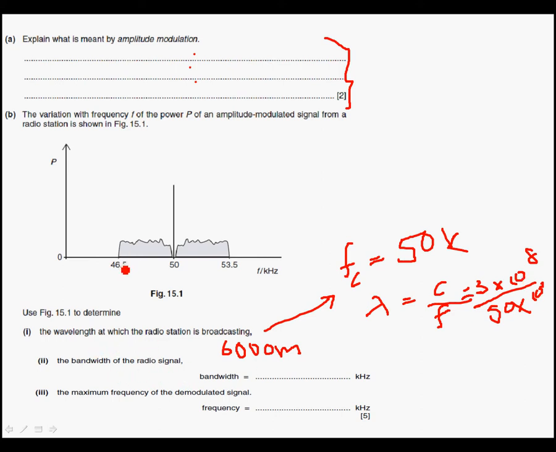Now the bandwidth of the radio signal would be the distance from the lowest sideband frequency to the highest, or twice the audio frequency. So if you look at the bandwidth, it's 53.5 minus 46.5, so let's say it's 54 minus 47, so it would be 7 kilohertz. That would be the bandwidth of your radio signal. Now the maximum frequency of the demodulated signal, that should be your audio signal. Bandwidth equals twice the maximum audio frequency, and hence audio frequency would be half of the 7, which would be 3.5 kilohertz.